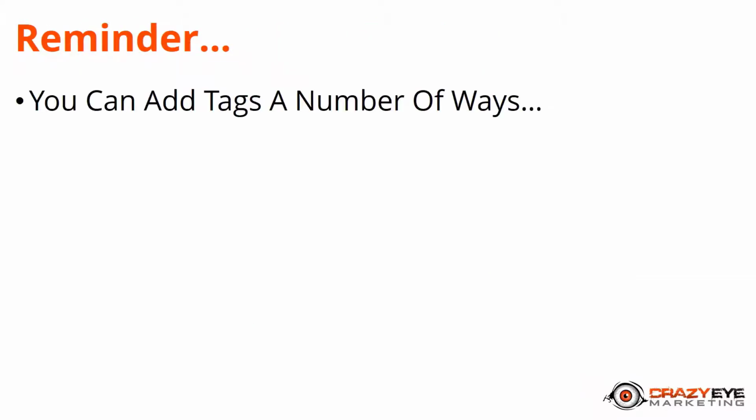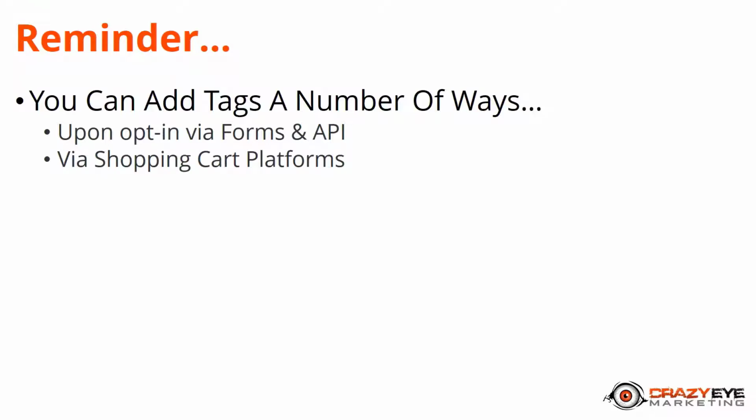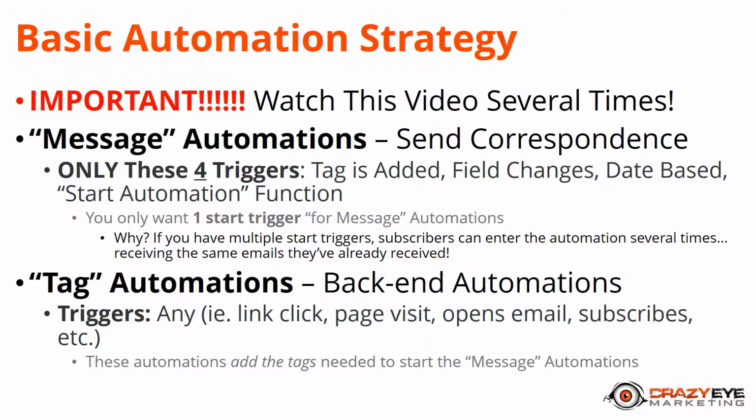Now, as a quick reminder, there are many ways to add tags. You don't need to only add tags through these tag automations. You can add a tag when somebody opts in through a form or through the API, and we saw that when we built our own forms a few sections ago. Tags can be added via shopping cart platforms, so Shopify or WooCommerce or Thrivecart or Samcart could push a tag to ActiveCampaign. You could manually add tags to your subscribers. You could also add tags when people click links inside of emails, and that's a bit more advanced, and we will go over it eventually, but that's another way that you can add a tag. So there are a bunch of different ways to add tags. It's not just through these automations, but there are also tag automations.